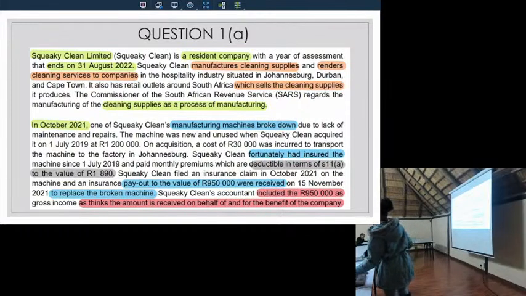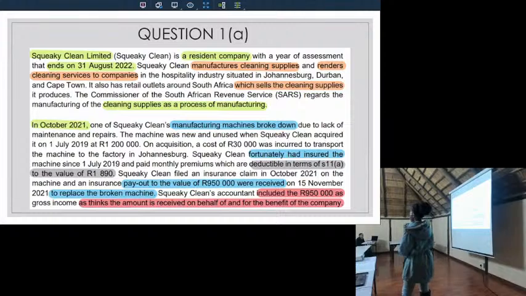On the 15th of November 2021. Is it within the current year? You would have known because you have drawn your timeline already. Are we good? So Squeaky Clean's accountant included the 950,000 as gross income, as he thinks the amount is received on behalf of and for the benefit of the company. Is it correct?